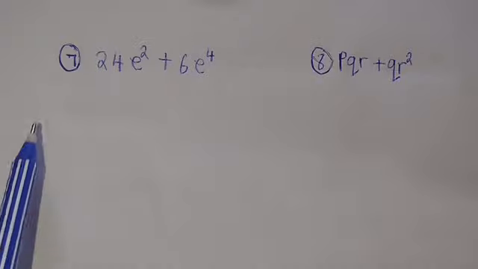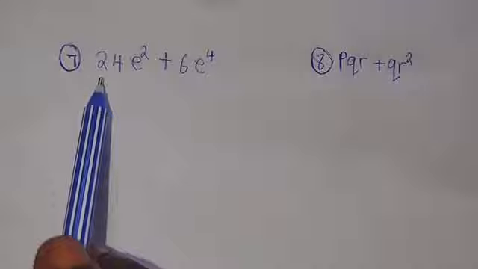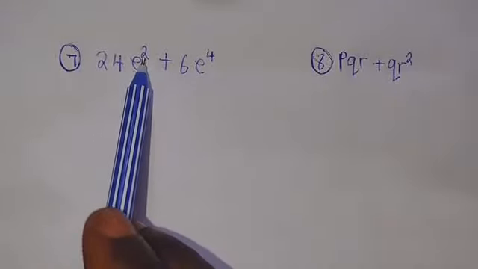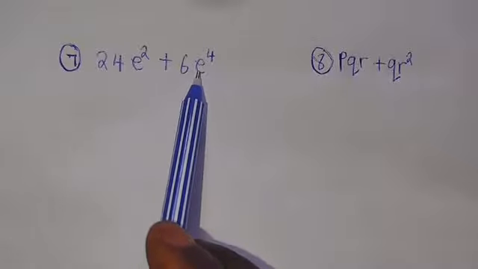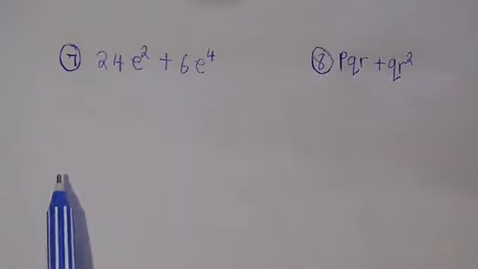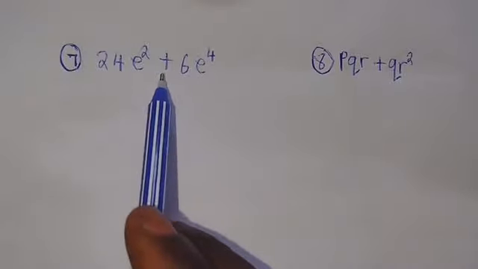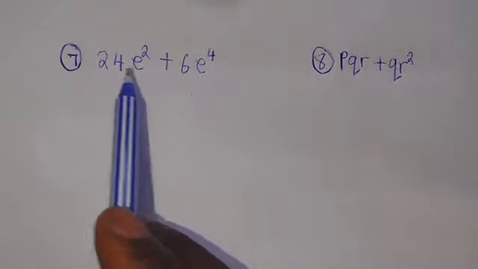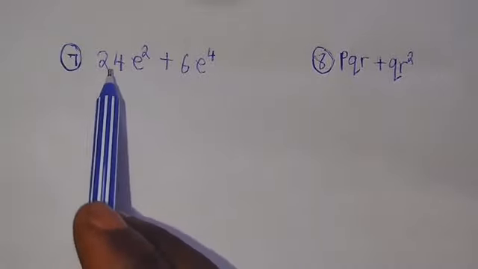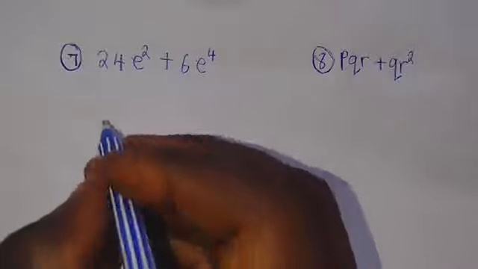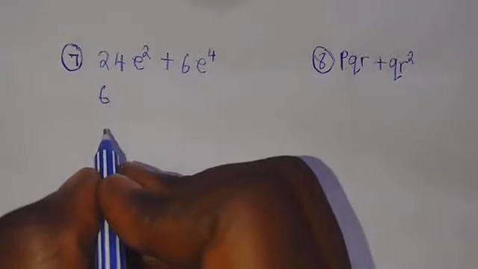Alright, so we now come to our question 7. Factorize 24e squared plus 6e power 4. So here we have 24 and 6. We find the highest common factor of these two, the highest number that can go into 6 and 24. So the highest common factor of 24 and 6 is 6. So you need to factor out 6.